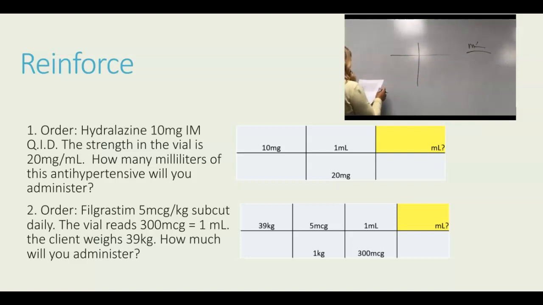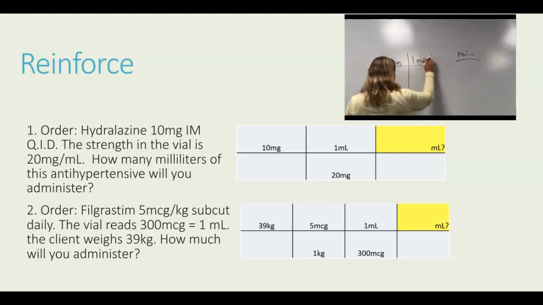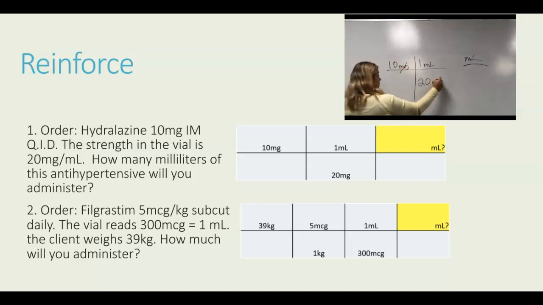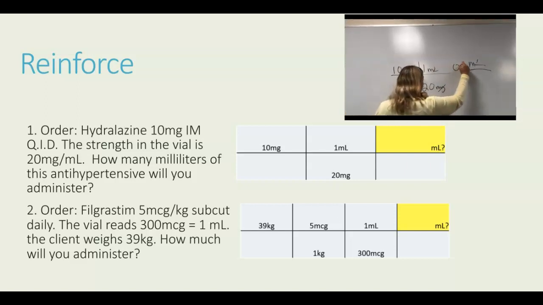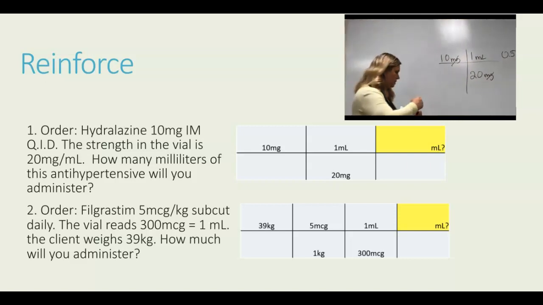Our order starts with 10 milligrams. And it is supplied with 1 mil. Remember, I want mils on top. And it's 20 milligrams is how it comes. It's 20 milligrams per 1 mil. The milligrams will cancel. 10 times 1 divided by 20. And if you did the math, it's 0.5 milliliters. Okay? All right, just like number 2.